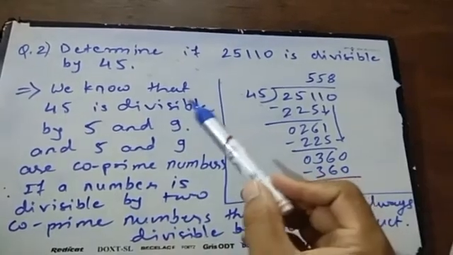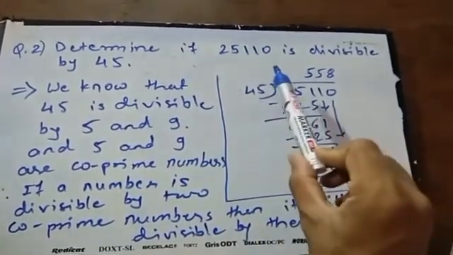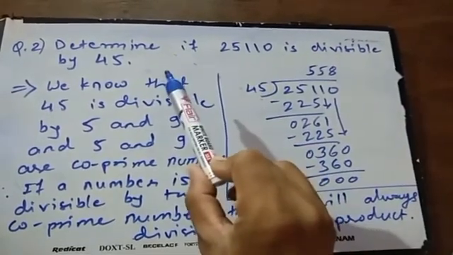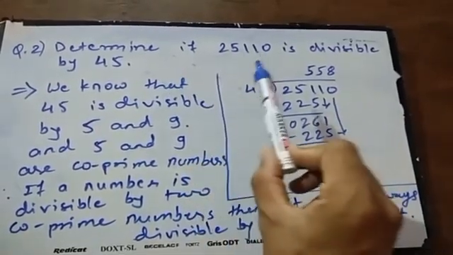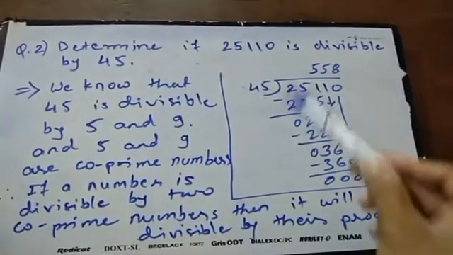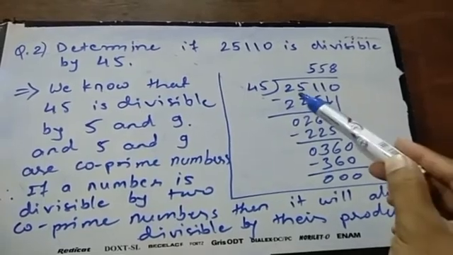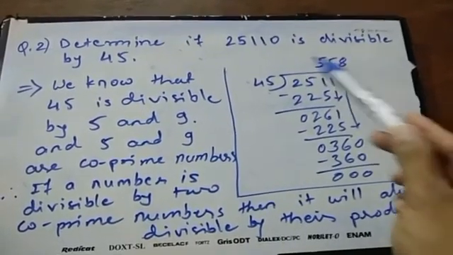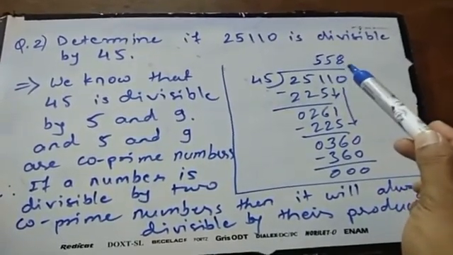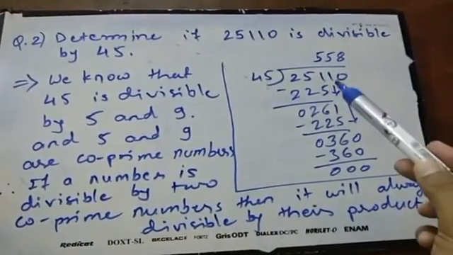Students, let's solve one more example. Determine if 25,110 is divisible by 45. We know that to check whether this number is divisible by 45 or not, you would definitely use the long division method. Finally, after dividing 25,110 this way, we get a quotient of 558 and the remainder is 0, so we decide that this number is divisible by 45.